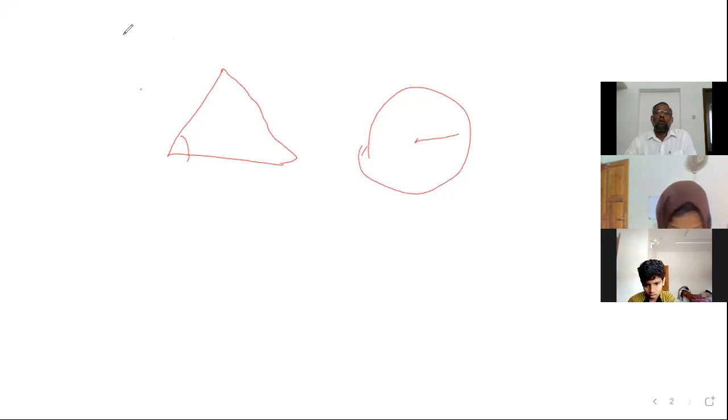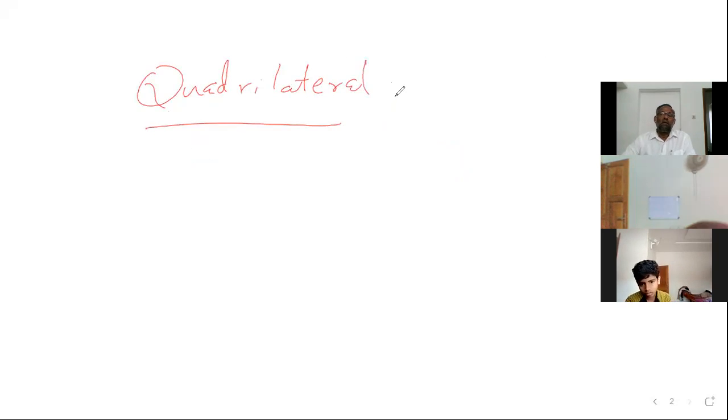Now we are talking about quadrilateral. In the quadrilateral family, many things we studied. This is the grandfather. After that, I think we did this family tree as an assignment, correct? And the quadrilateral family: trapezium, parallelogram, rectangle, rhombus. Okay, fine.